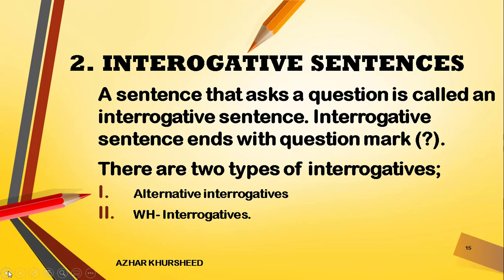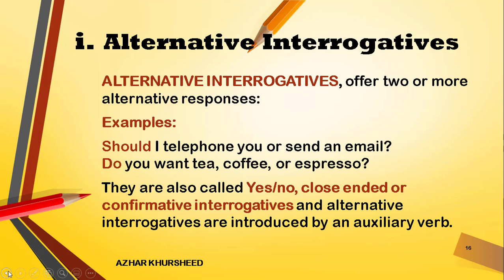What are these? Alternative interrogatives are those interrogatives which offer two or more alternative responses. Example, should I telephone you or send an email? So the reply could be, you can send me an email. Do you want tea, coffee, or espresso? You can answer me, I want tea, I want coffee. Like one or more responses, like two responses.